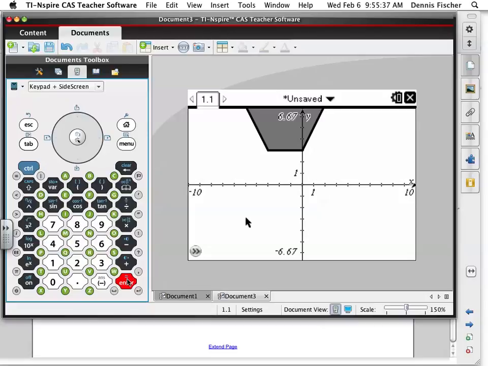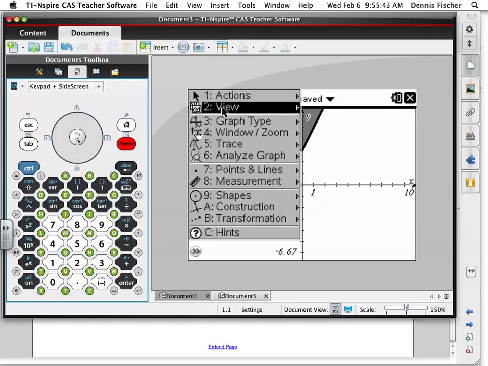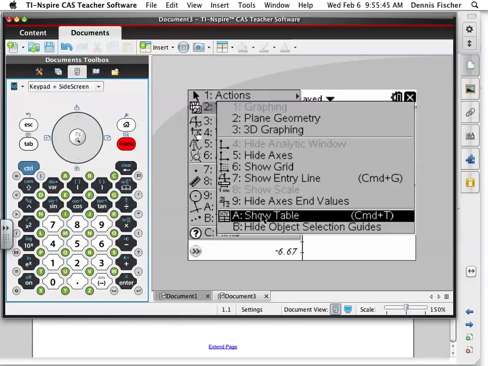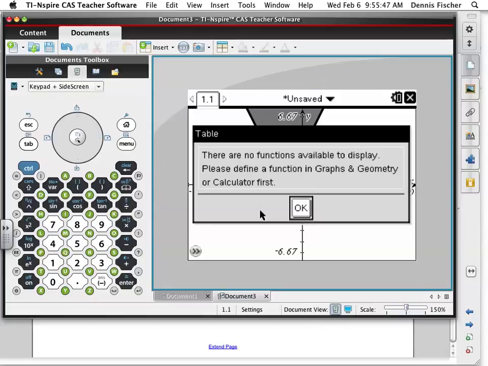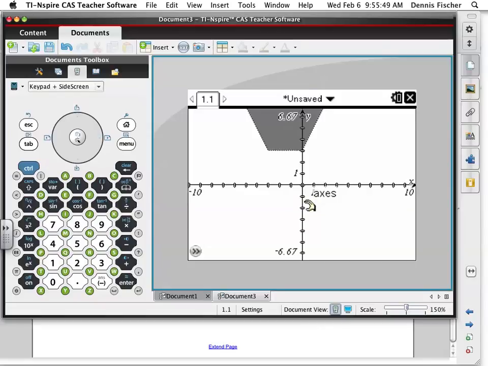So, if I was making a table and I had a graph on a sheet of paper and graph points, what I might do is go to menu, view, show table. Oh, on here I can't show a table when it's less than or equal to, because at that one point you have a whole bunch of points, don't you? So we won't have a table.